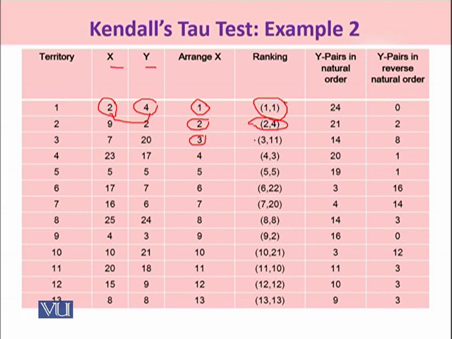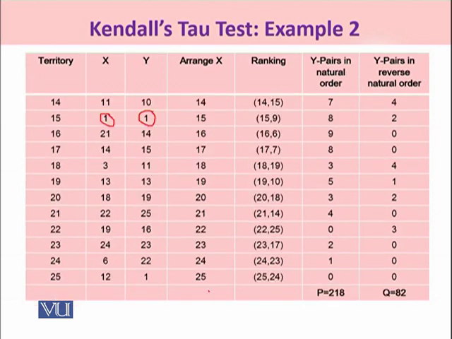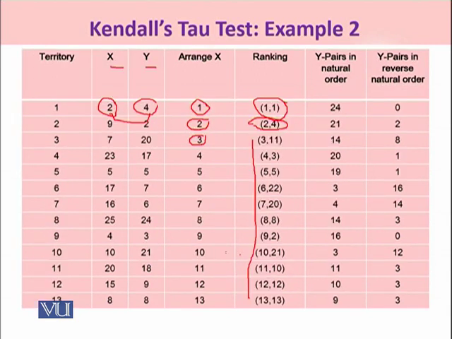We would be taking the other pairs, and we have arranged them well. And the last pair is 25, 24 under the rankings, which appears against territory number 8. Once we are done with ranking of Yi with respect to the arranged Xi, the next two columns we need to calculate are the Y pairs in natural order and the Y pairs in reverse natural order.